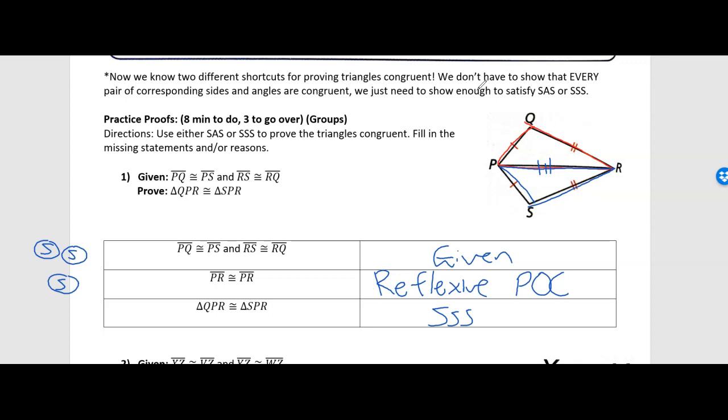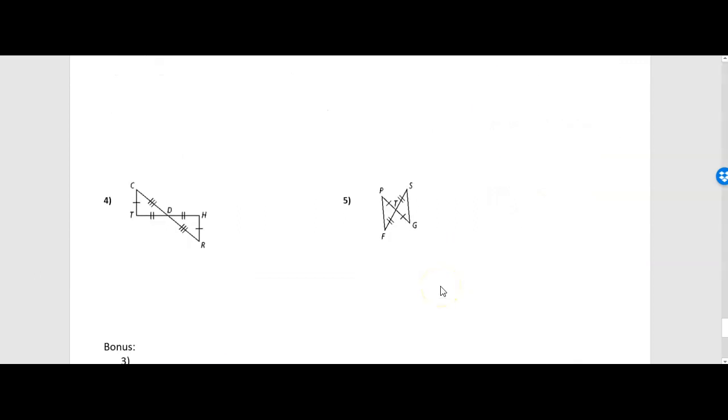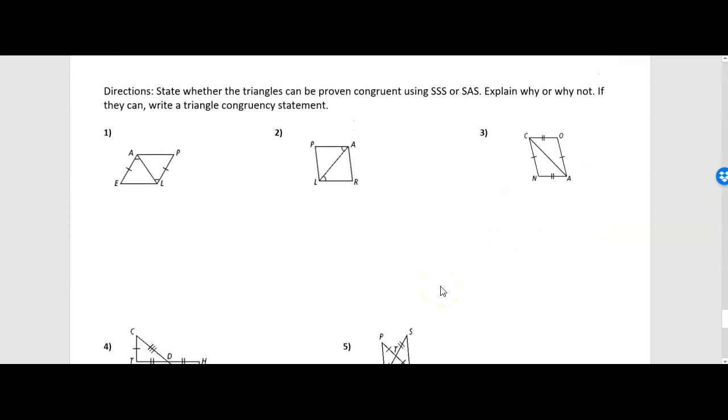So there are more shortcuts. These are the only 2 we're going to use today, SSS and SAS. Let's go look at a few more different types of practice problems, and then we'll wrap this up.